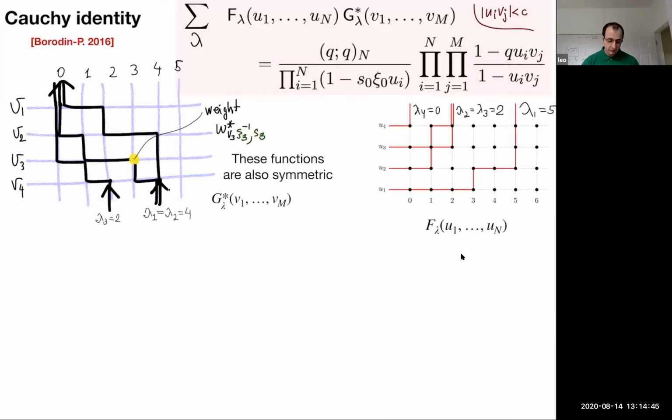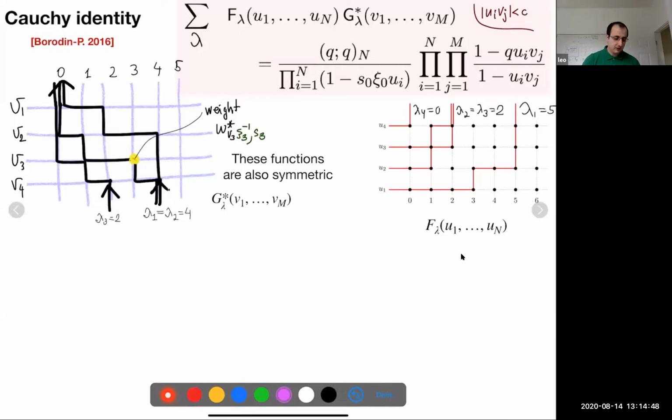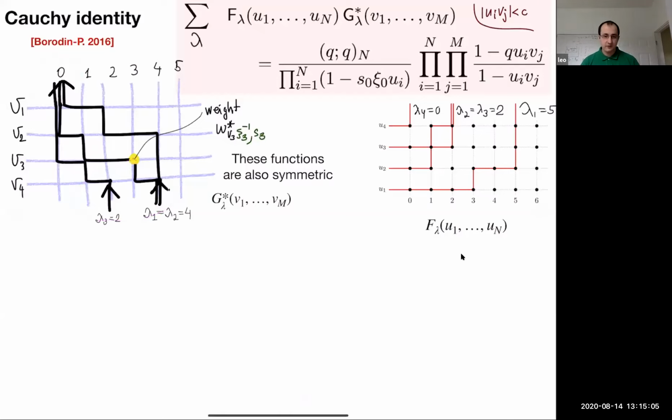Namely, here I'm talking about taking no incoming arrows from the left or from the right, but all the arrows should exit from location 0, and then they enter from the bottom at coordinates lambda. So this is the G lambda star, and then you take F lambda and G lambda star, take these products, sum over all possible lambdas, and as a result, you get a very simple product formula. And to see why this is the case is kind of straightforward using the Yang-Baxter equation.